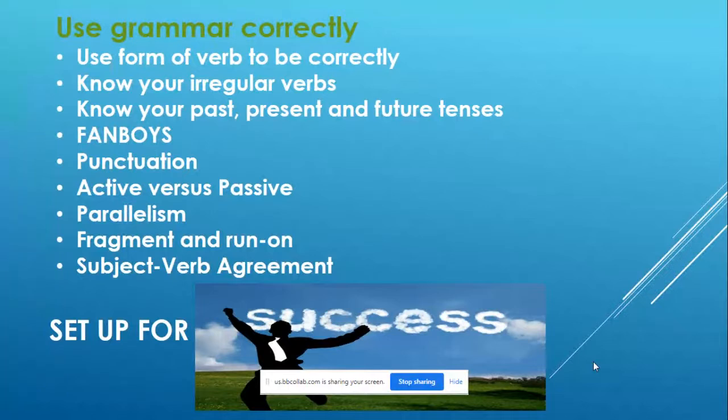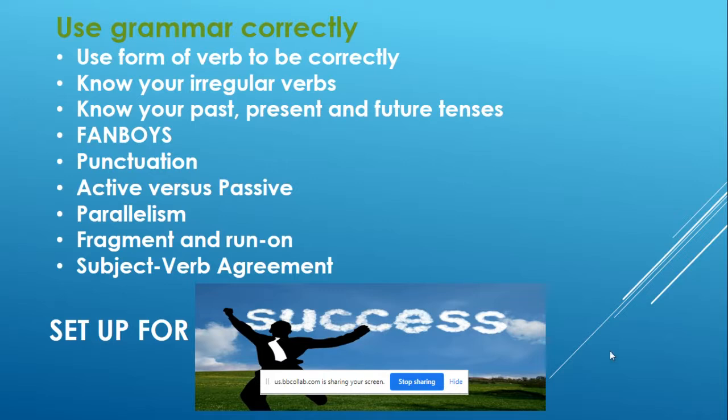Okay, number 1, set up for success. We're going to talk grammar, and grammar is not a bad word. Use the form of the verb to be correctly. The verb to be in Spanish is ser y estar. Easy. Ser y estar is: yo soy maestra. Okay. Yo estoy en mi casa. Perfect. 2 different verbs in Spanish. In English, it's the same verb. I am a professor. I am at home. See how easy that is?